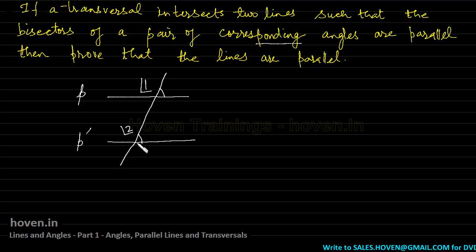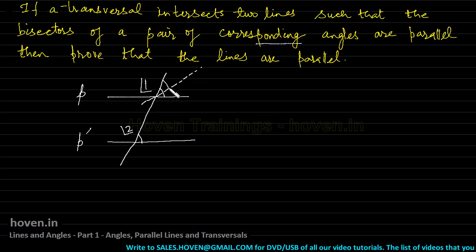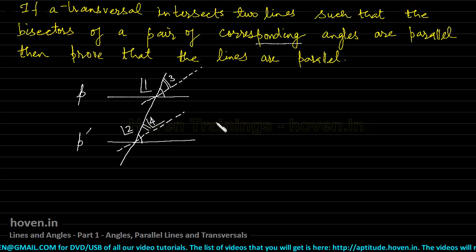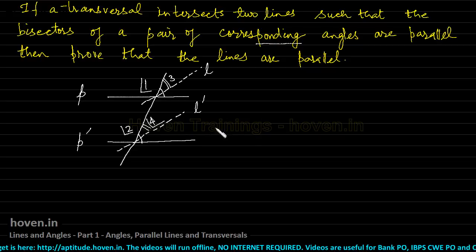These are not given as equal, but what it says is that the bisector of angle 1 gives angle 3, and the bisector of angle 2 gives angle 4. This is a bisector of this corresponding angle, and this dash line is a bisector of this corresponding angle. It says that line L is parallel to L dash.